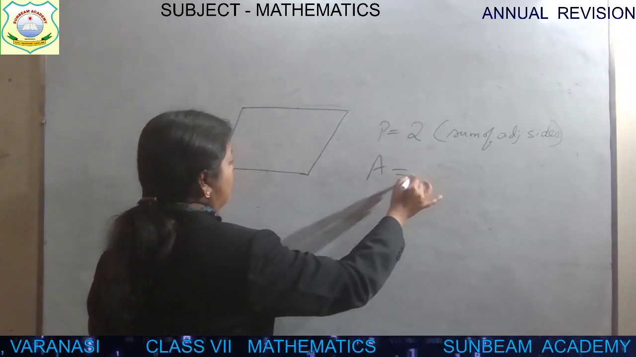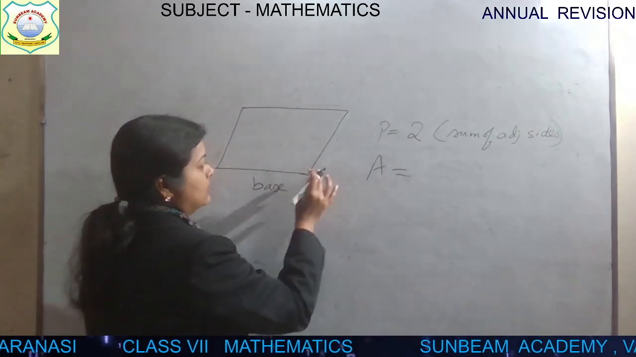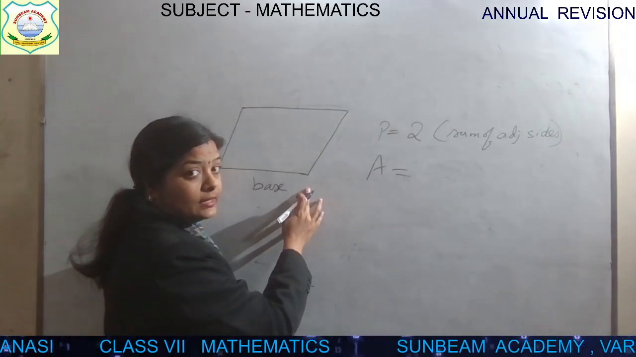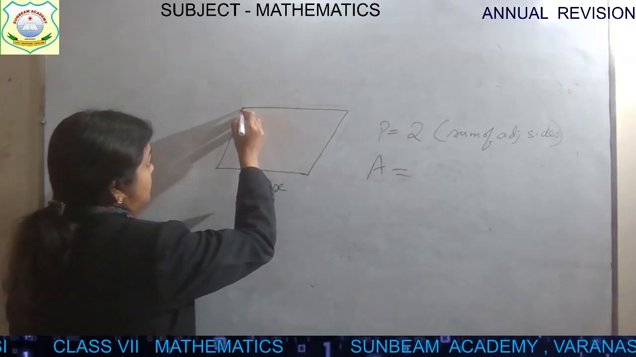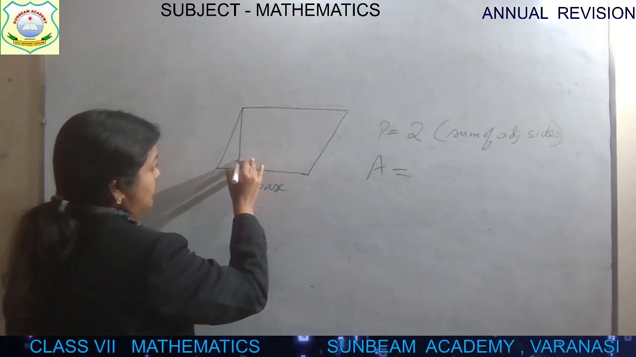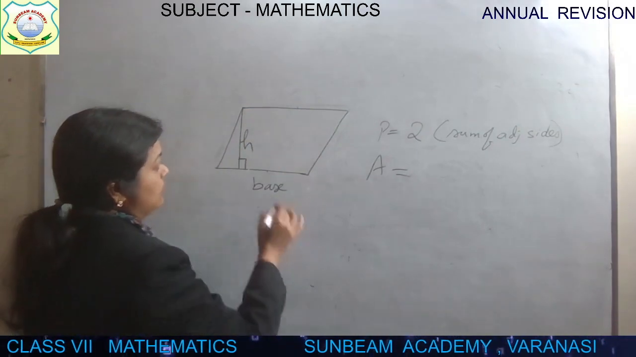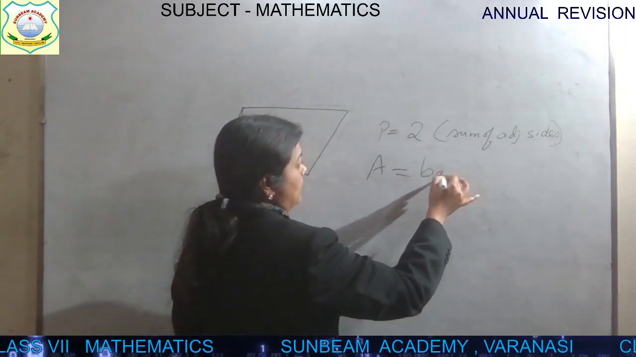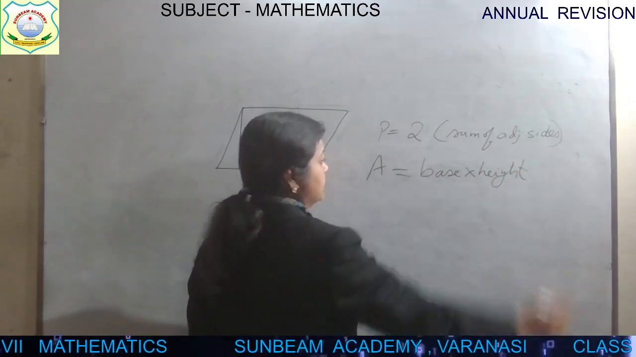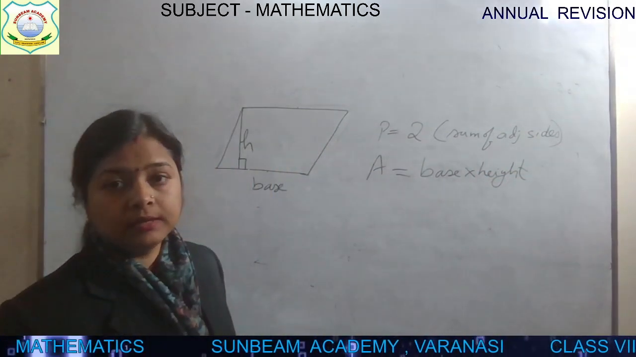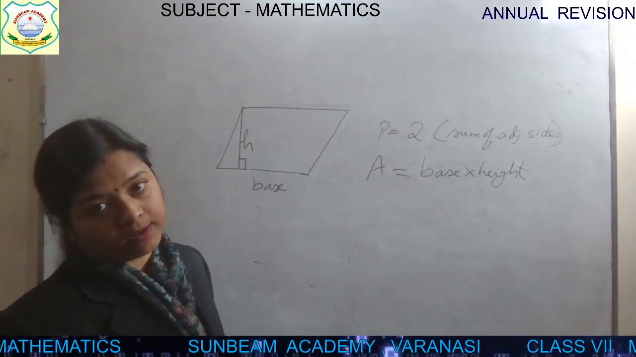Area is what? If this is the base, this is not at all the height. This is not the height, it is slanting. So the height you can take here like this, from this vertex to this, that is your height. So area is equal to base into height. This is the area of a parallelogram.